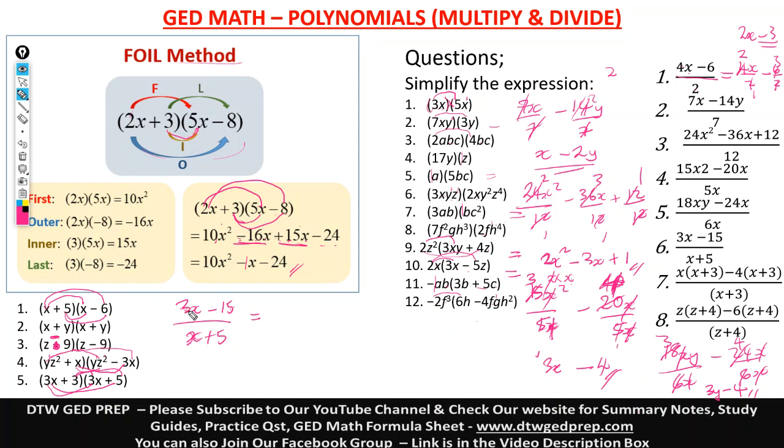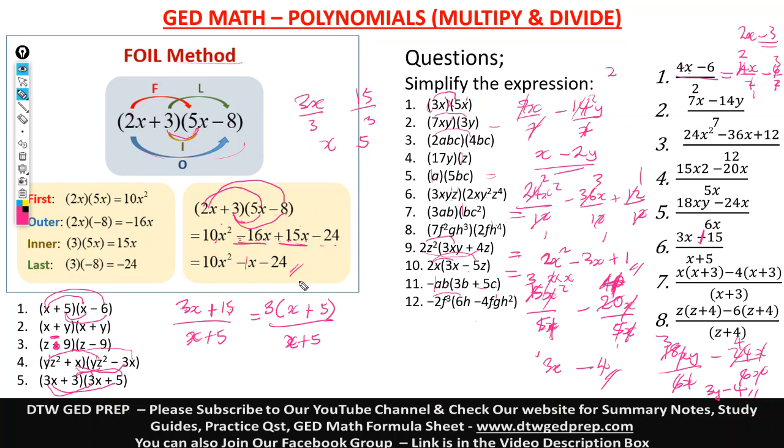By doing what? 3 would go in 3x, 1. 3 would also go in 15, 5 times. So we can bring out a 3. All right, and what we are going to be left with is x. I'm sure this question is wrong. This should be a positive, okay? So it will be x plus 5 over x plus 5, because if you do 3x divided by 3, it will give you x. And if you do 15 divided by 3, it will give you 5. So 3 is a factor of 3x plus 15.